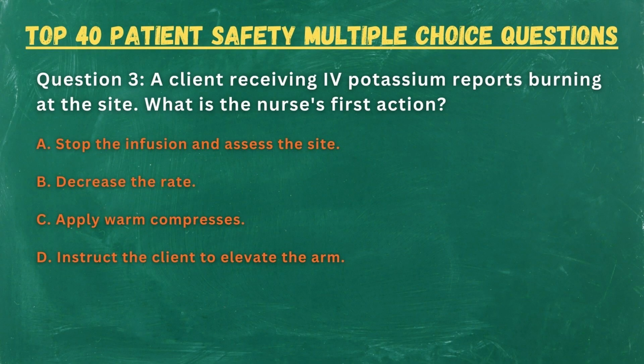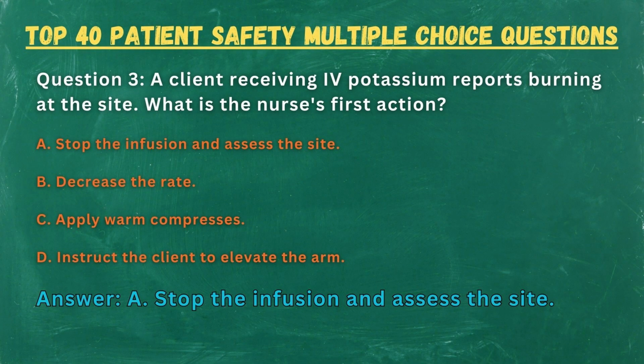Question 3. A client receiving IV potassium reports burning at the site. What is the nurse's first action? A. Stop the infusion and assess the site. B. Decrease the rate. C. Apply warm compresses. D. Instruct the client to elevate the arm. Answer: A. Stop the infusion and assess the site.